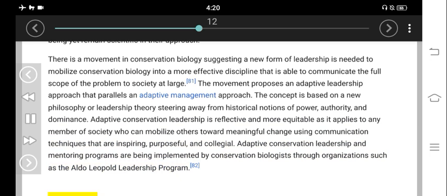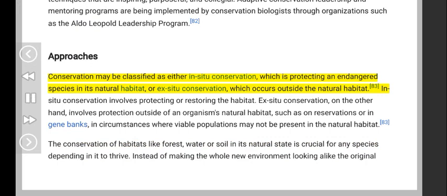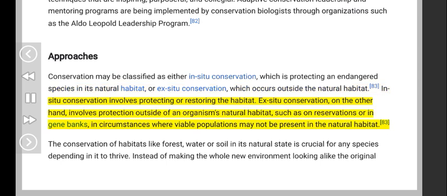Approaches. Conservation may be classified as either in situ conservation, which is protecting an endangered species in its natural habitat, or ex situ conservation, which occurs outside the natural habitat. In situ conservation involves protecting or restoring the habitat. Ex situ conservation, on the other hand, involves protection outside of an organism's natural habitat, such as on reservations or in gene banks, in circumstances where viable populations may not be present in the natural habitat.